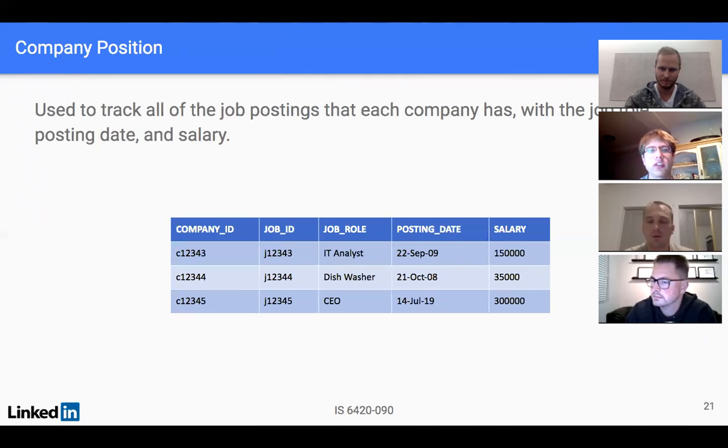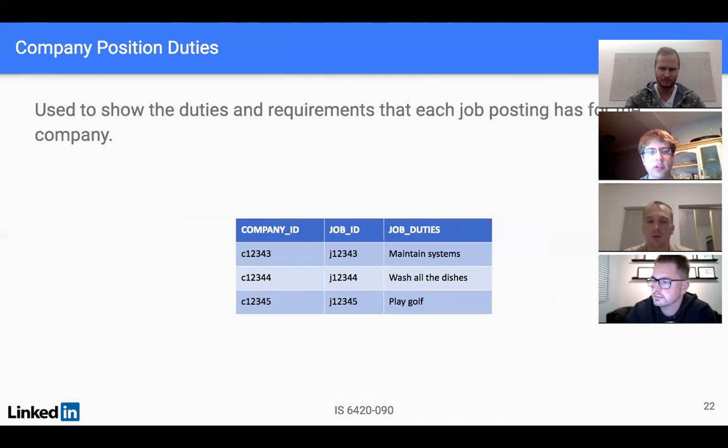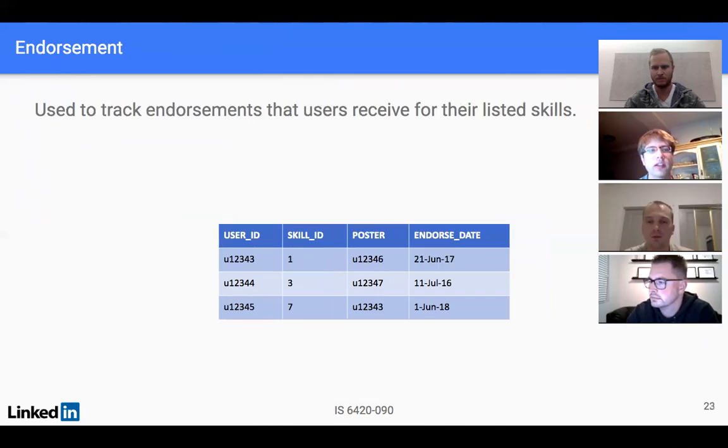And each position has multiple duties. In the next table, we show that, where you can say, this position has this many requirements, has this many things. It's a multi-valued attribute of that position. Finally, we have the endorsements table where we track who's getting endorsed, who's giving the endorsement, what skill is related to that, as well as the endorsement date.